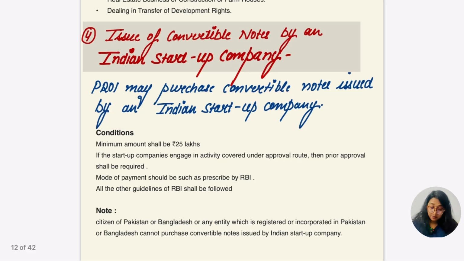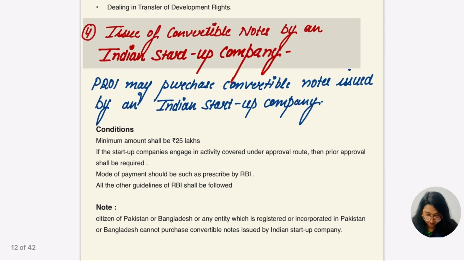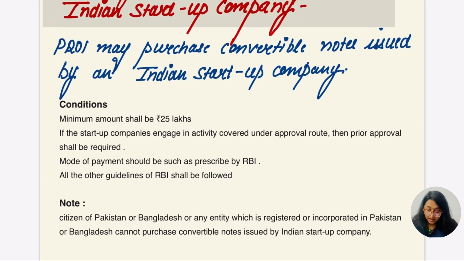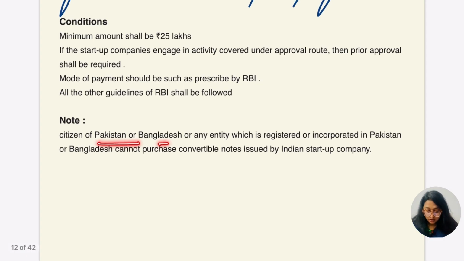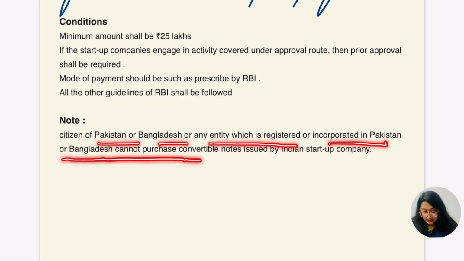Here the condition, minimum amount shall be 25 lakh. If the startup company engages in an activity concerned under the approval route, then for sure prior approval is to be taken from RBI. Mode of payment shall be prescribed by RBI and it is to be followed. All other guidelines of RBI shall be followed here. Citizens of Pakistan and Bangladesh or entities registered or incorporated in Pakistan or Bangladesh cannot purchase the convertible notes issued by the Indian startup company.